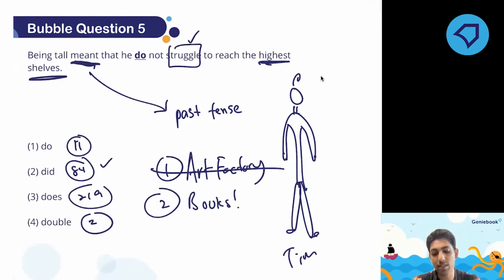So you see how this sentence will change? Being tall meant that he did not struggle to reach the highest shelves back at Art Factory. However, here, the highest shelves are out of his reach. You see what I mean? Okay? So that's why it's did. Pay attention to the tense.